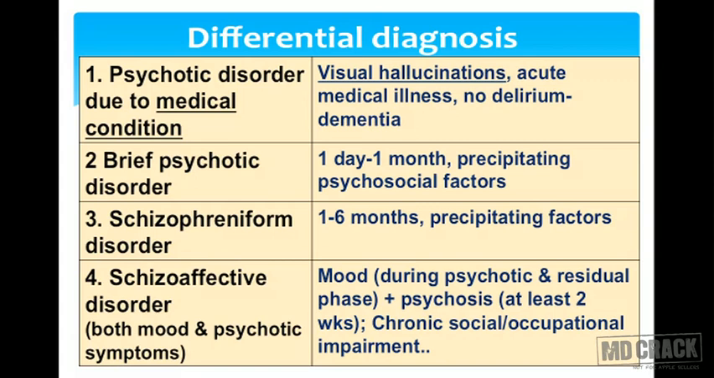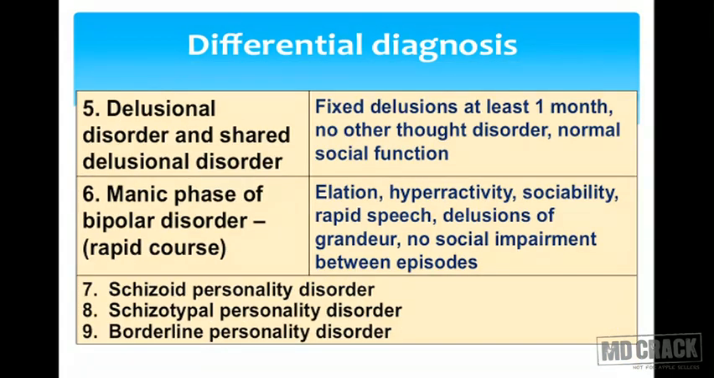The next one is schizoaffective disorder. I discussed in the beginning, affective is concerned with mood. So this patient has got mood symptoms plus the patient has got the psychotic symptoms, that's the symptoms of schizophrenia. So there are mood symptoms during the psychotic and residual phase, plus there is psychosis. If this happens for at least 2 weeks and there's chronic social and occupational functioning impaired, then you call it schizoaffective disorder. Please remember the word affective. This is telling you that along with psychotic symptoms, the patient also suffers from mood symptoms, and this is continued for at least 2 weeks, then you call it schizoaffective disorder.